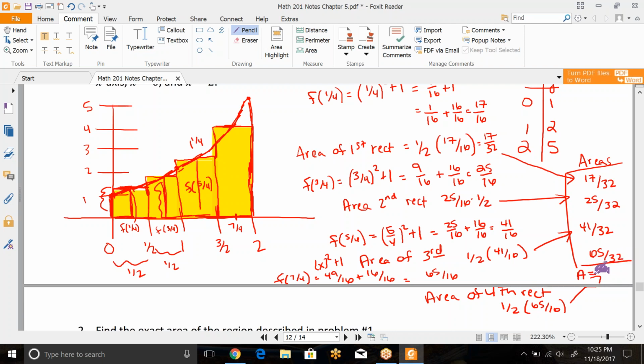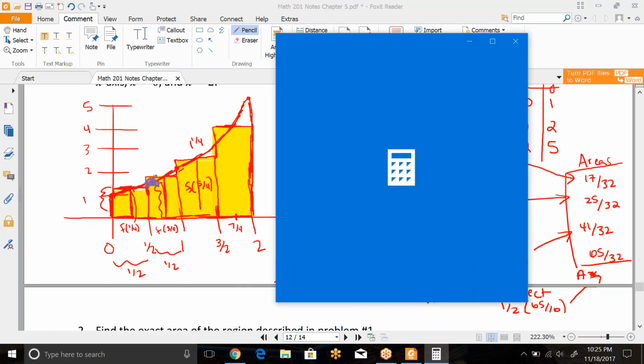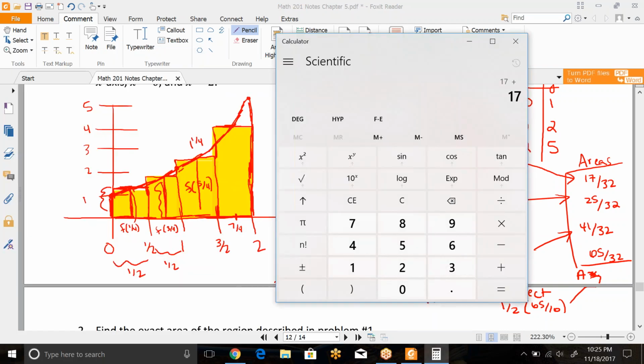If you add all of those up, that's going to give you an approximation for the area of the actual curve. So this is, let's get our calculator out. It's 17 plus 25 plus 41 plus 65, which is 148, divided by the common denominator of 32. It's 4.625. So we think that the area of this is approximately 4.625 using this midpoint rectangle method.